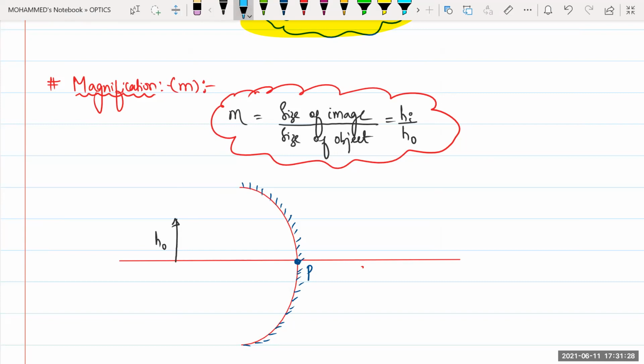From this point, a ray of light will be incident like this. The first ray of light will be incident like this, and that ray of light will go parallel to this. Another ray of light will be incident exactly at the center of curvature and will be reflected like this. It is incident at the pole. With whatever angle it is incident, with the same angle it will be reflected back. The same way this ray of light will go somewhere here, and it meets somewhere here. Need to draw this now.